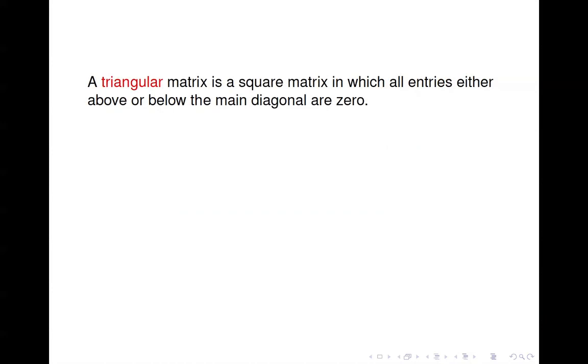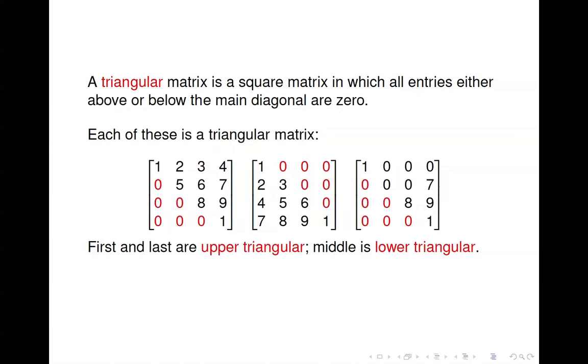Okay, now let's go off on a little different tangent here for a bit, and first define what a triangular matrix is. A triangular matrix is a square matrix in which all the entries either above or below the main diagonal are 0. Okay, so here are some examples.